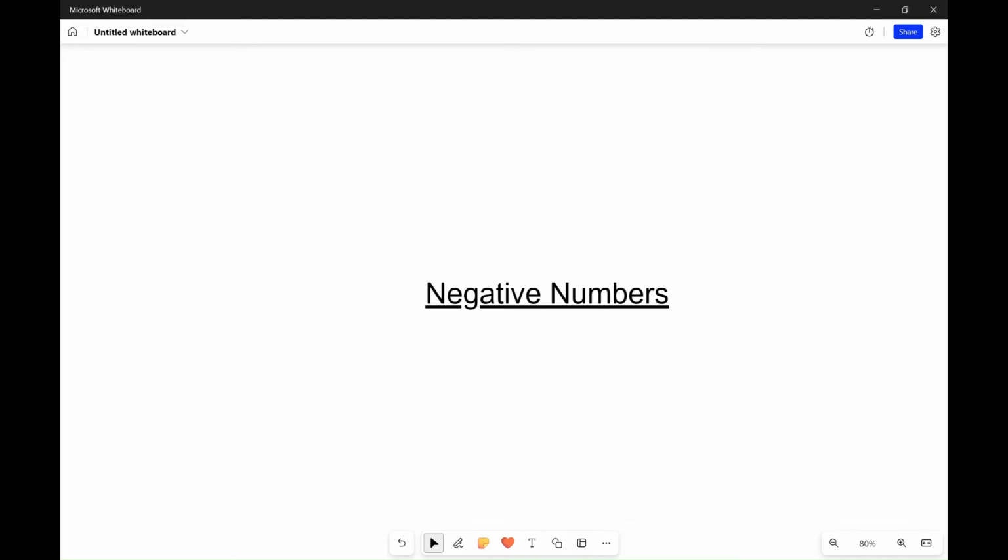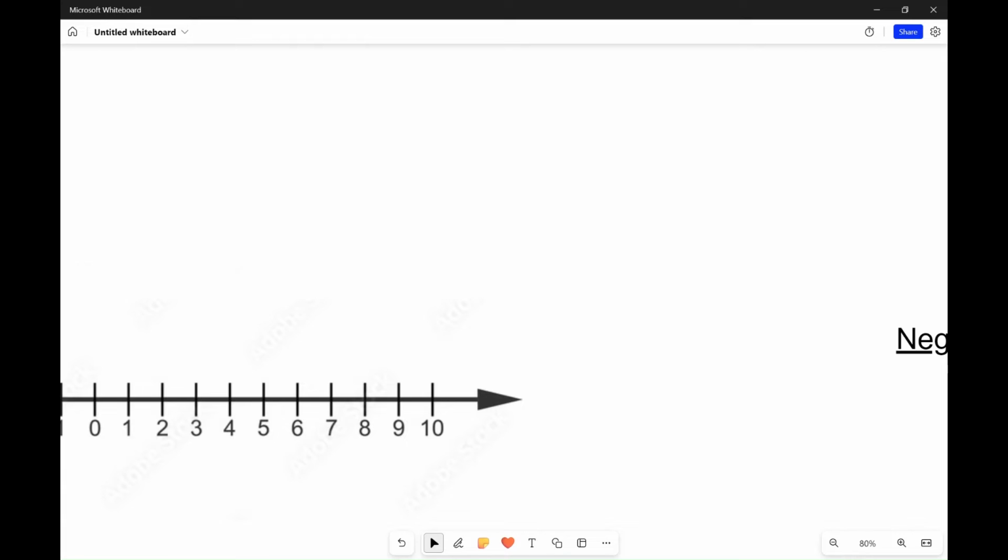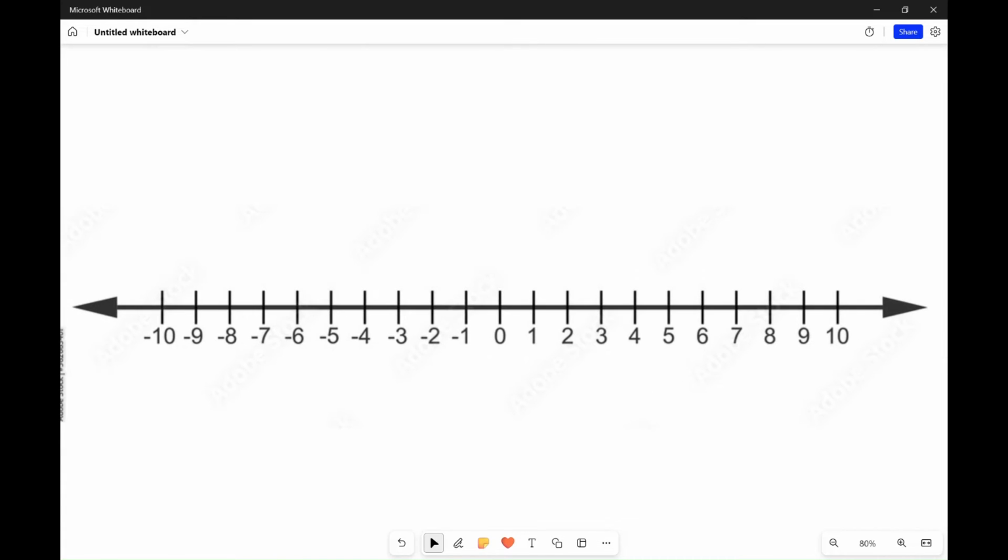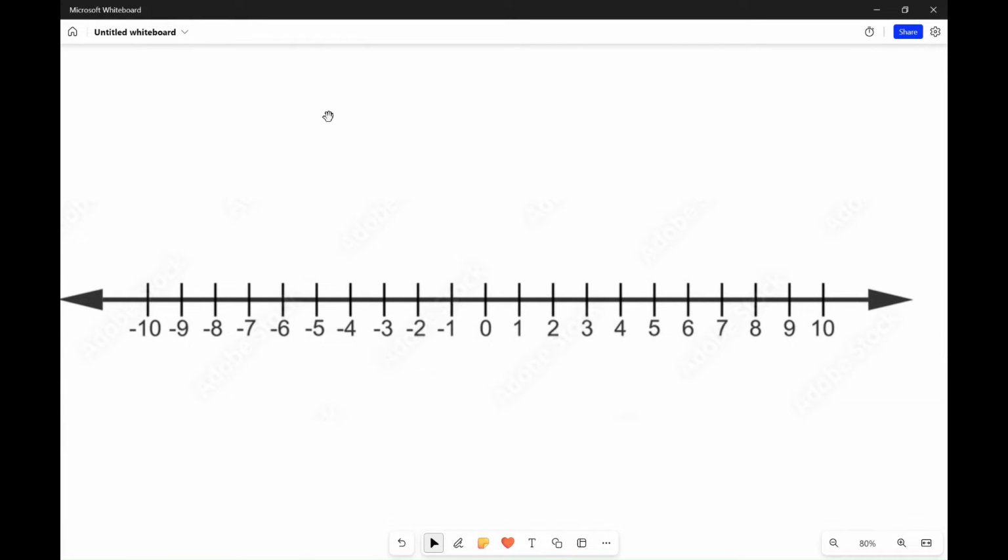How to represent negative numbers. One way is representing them on this number line. The 0 is the midpoint, and the numbers going to the right from 0 are positive numbers. And starting at the 0 and going towards the left are the negative numbers.